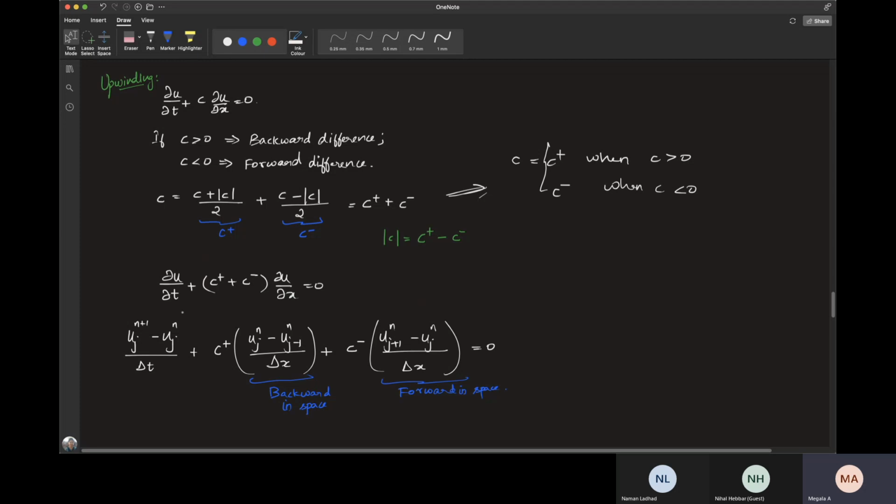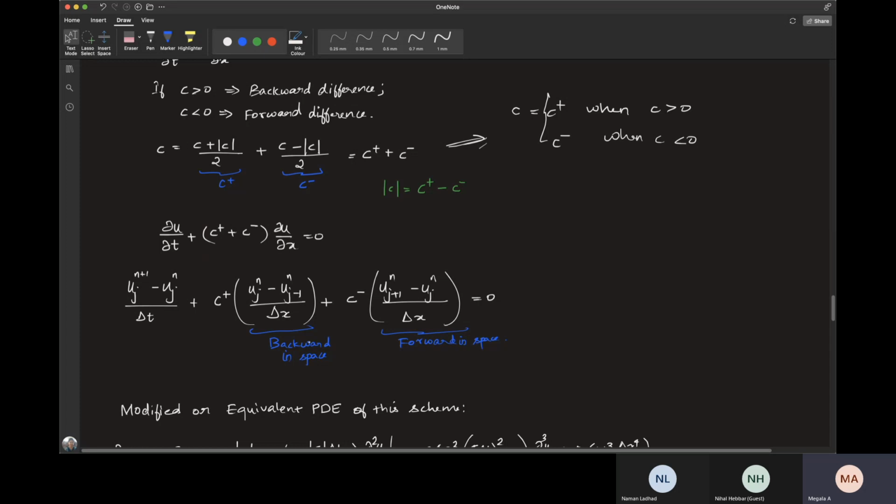So when you substitute this back into your linear convection equation, you get an expression like this. Now you can see, since C plus is a positive quantity, here we can do backward differencing, and since C minus is a negative quantity, you can do forward differencing here. So this is now a scheme which takes care of any change in sign of C in the physical domain, and it does forward and backward differencing accordingly.